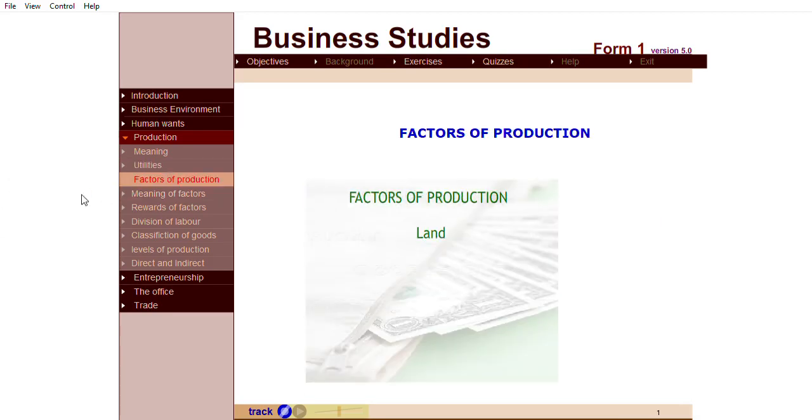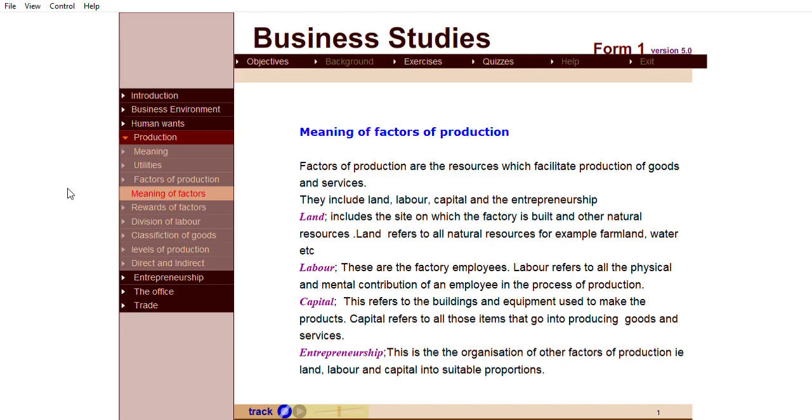In order to produce something to fulfill human wants, certain things must be present. These things are called factors of production. What are factors of production? Factors of production are the resources which facilitate production of goods and services. They include land, labor, capital, and entrepreneurship.